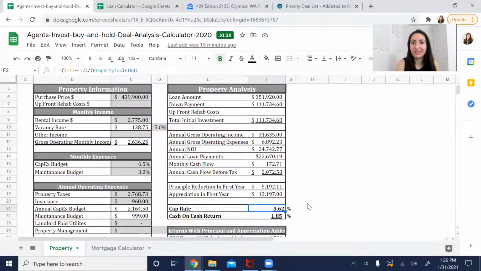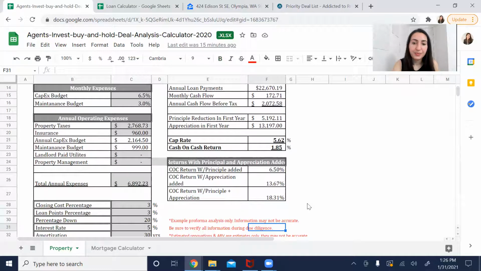There are other states that have higher cap rate, that are bigger cities that have much smaller cap rate. So it really depends on the market that you are at. I think in Washington, in Western Washington in specific, 5.6% is not a bad cap rate.